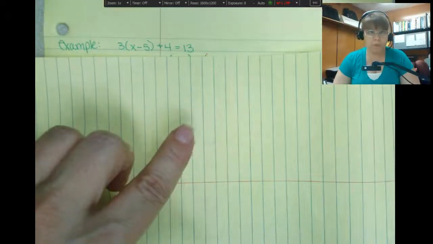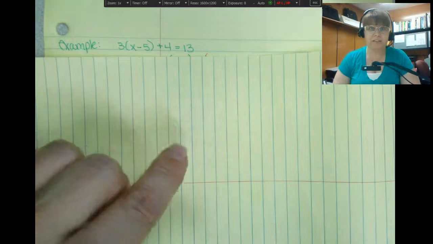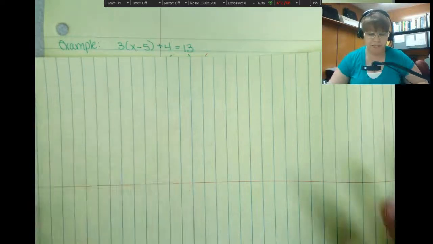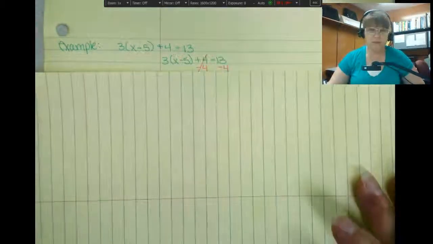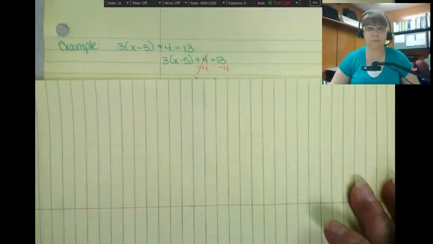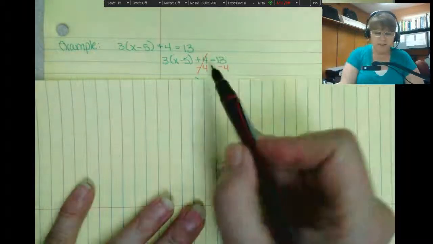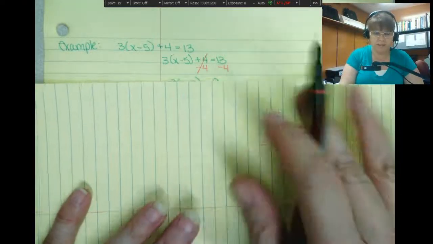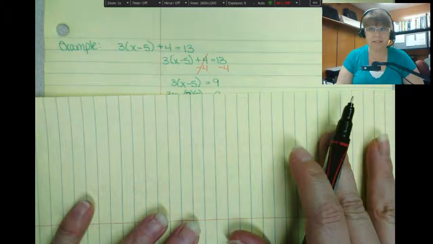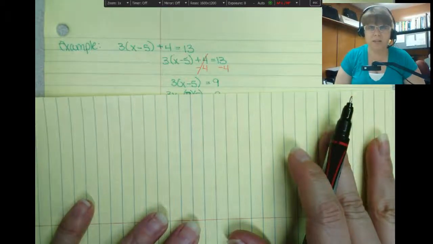Let's check another problem. 3 times the quantity x minus 5, plus 4, equals 13. So the first step is I can move the 4 over. Let's get the constant of 4 over to the right-hand side of the equation. I'm going to subtract 4 from both sides, leaving us with 3 times the quantity x minus 5 equals 9.